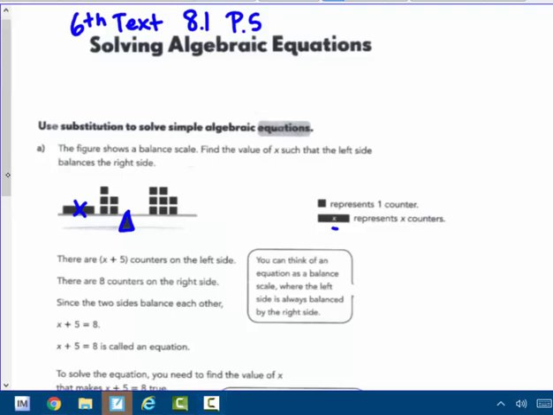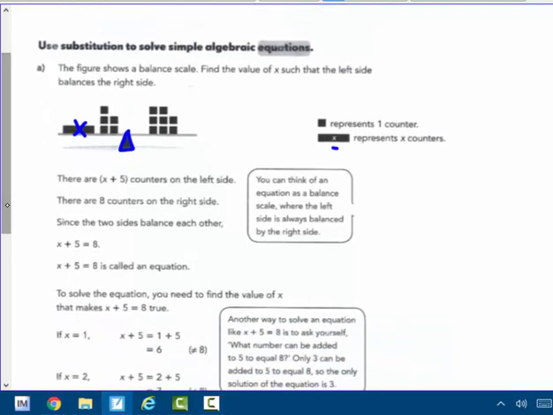There are x plus 5 counters on the left. So this is x plus 5. There are 8 counters on the right. Since the two sides balance each other, they have to be equal. You can think of an equation as a balanced scale where the left side always is balanced by the right side.